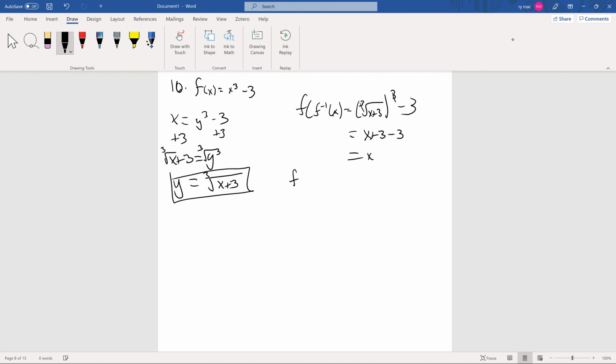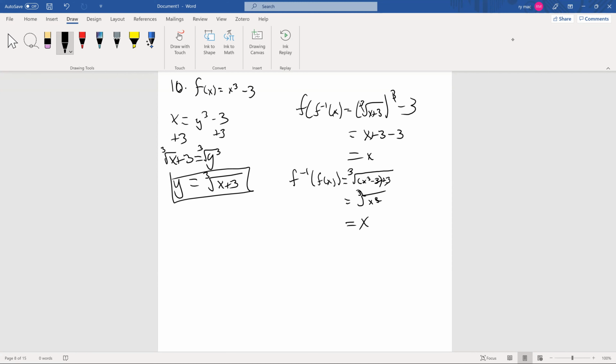For the other way, f inverse of f of x, it'll be the cube root of x cubed minus 3 plus 3. So my 3's cancel on the inside. I get the cube root of x to the third, and the same thing happens. My cubes cancel, so I just get x.